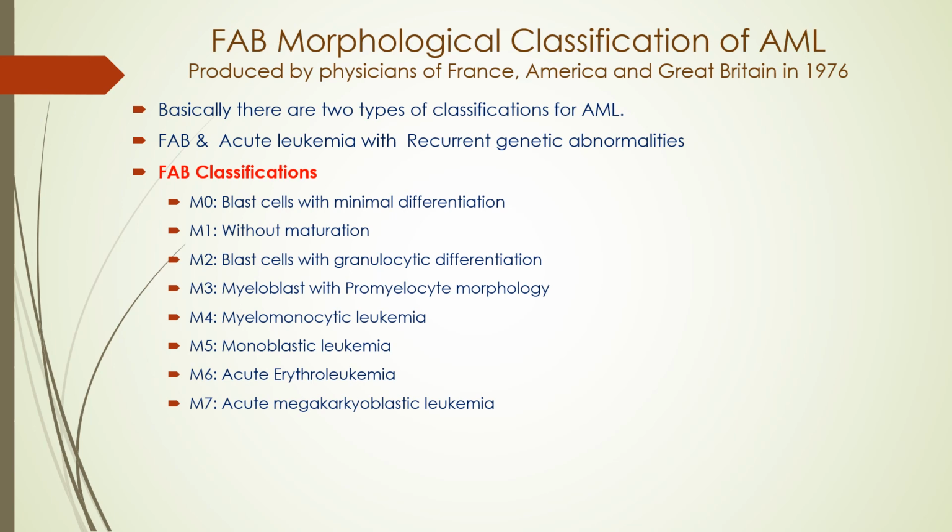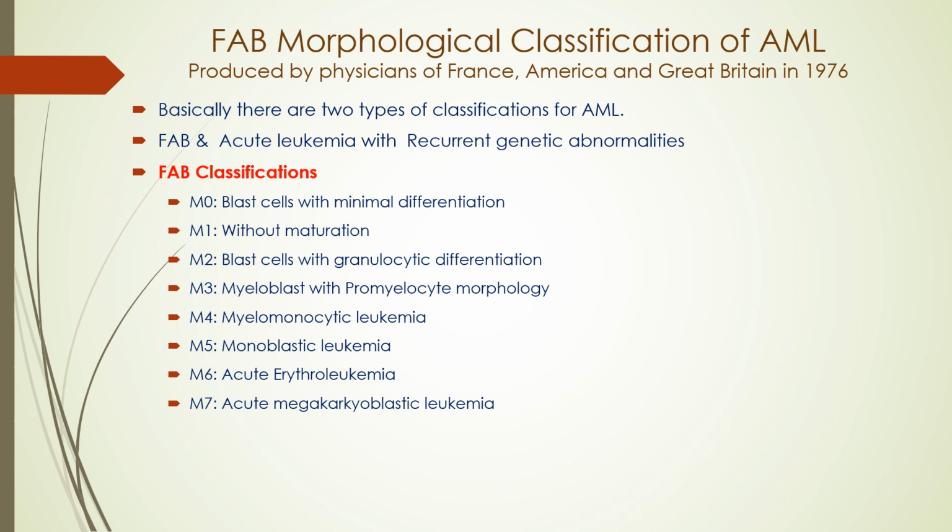As I already told you, this classification is based on how the blast cell looks. For AML, they are of 8 types starting from M0 to M7. It doesn't mean that M0 will progress to M1 or M1 will progress to M2. They are all separate entities. M0, the blast cell with minimal differentiation. M1, a blast cell without maturation. Just note the difference between differentiation and maturation.